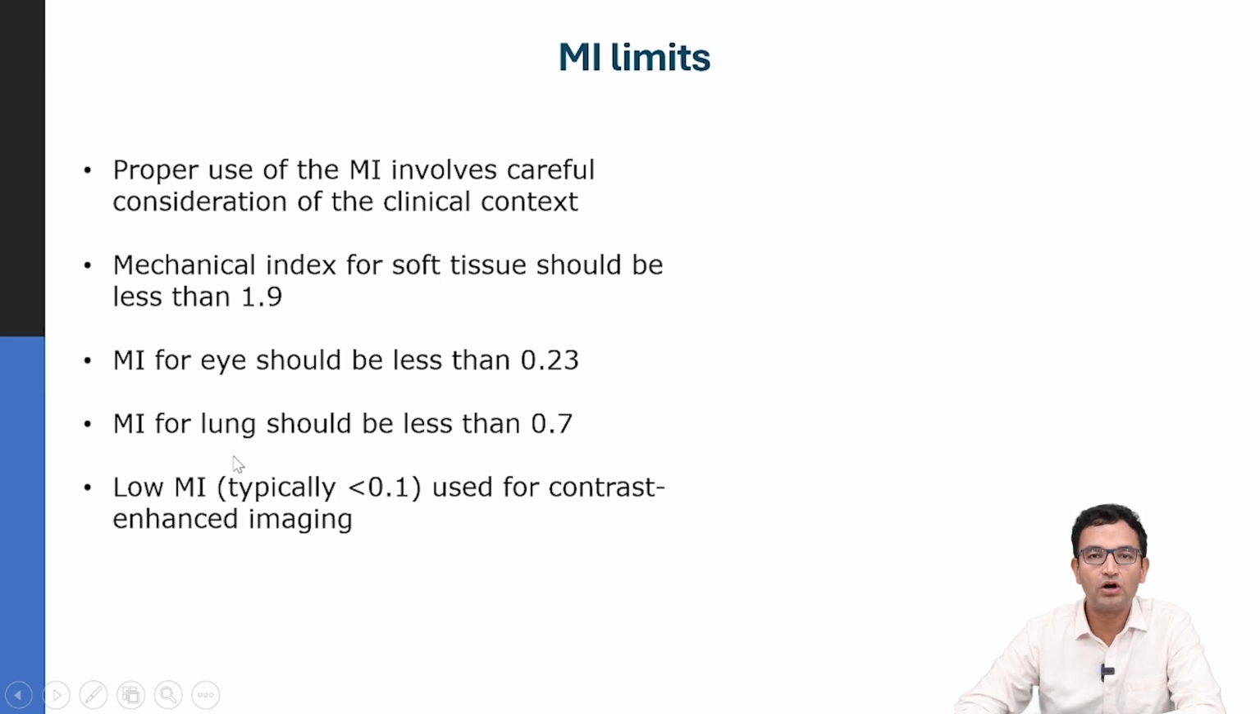Similarly, lung has a lot of gaseous pockets and there is a high probability of inertial cavitation, much higher compared to soft tissue, where it is unclear whether there are nuclei of all sizes present. But lung has a large number of nuclei, so therefore the MI is less than 0.7 for lungs, and also the MI is typically less than 0.1 for contrast enhanced imaging. This is because higher MIs also lead to bubble disruption, and there is a possibility of bioeffects because these polydispersed microbubbles are present. Therefore, to be conservative, MI less than 0.1 is used.